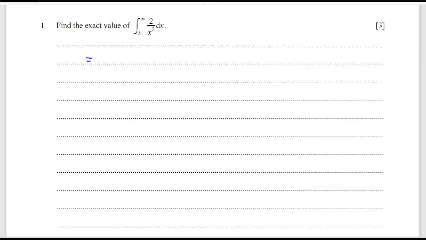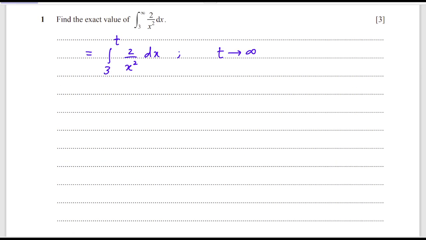So we have an improper integral whose limits are 3 to infinity. The basic concept to integrate this type of integral is to replace infinity by a letter, say t. So the given integral becomes the integral from 3 to t of 2 over x squared dx, and mention that here t tends to infinity.